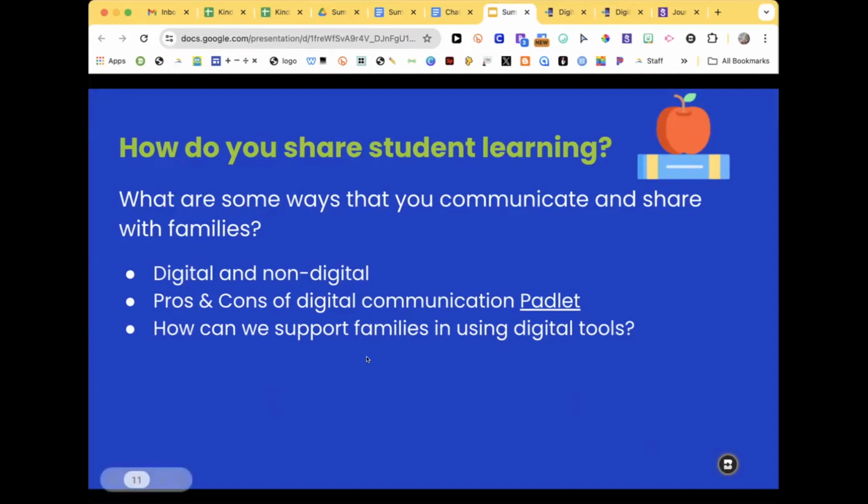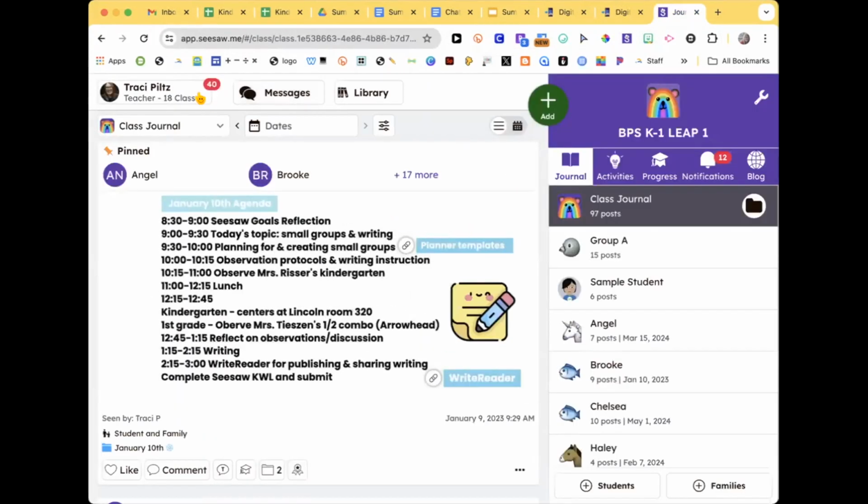Taylor said Seesaw is too informal. Interesting. A lot of messages from parents outside of school, and they're expecting a response right away. And that almost makes things too accessible. Interesting perspective. Absolutely. Yeah, that is interesting.